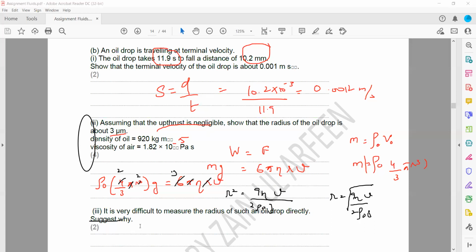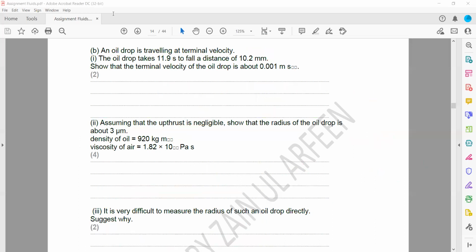Number one, the oil drop is very small, so we don't have any accurate apparatus. The second thing, it changes shape when it is falling, so it won't remain a perfect sphere. If it is not a perfect sphere, we are not able to measure it accurately.